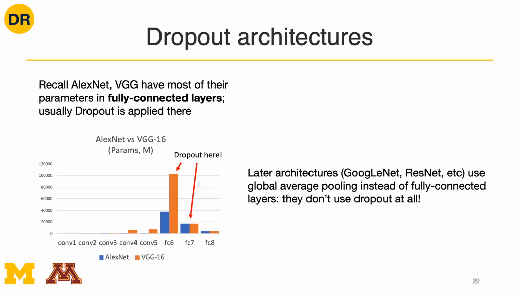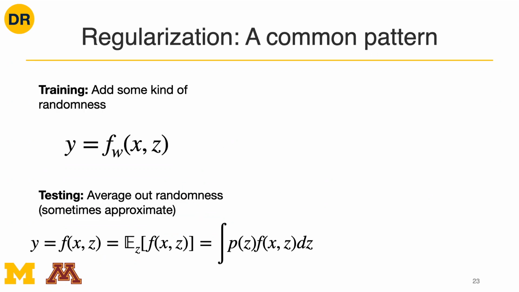Okay, so dropout is one way of doing regularization, right? And if you want to summarize what regularization is actually doing, you're adding some kind of randomness so you don't overfit to your training data. And during the testing time, you have to make sure that you are averaging out that randomness. You don't want prediction being very random. You want it to be consistent.